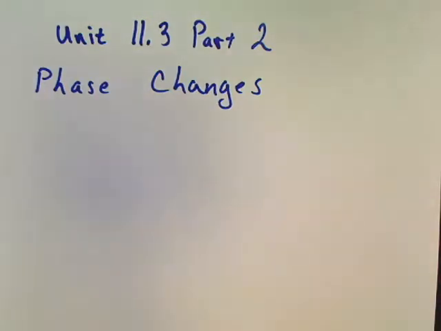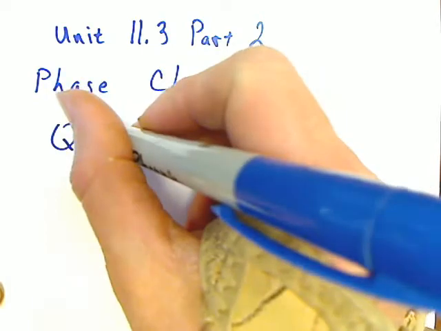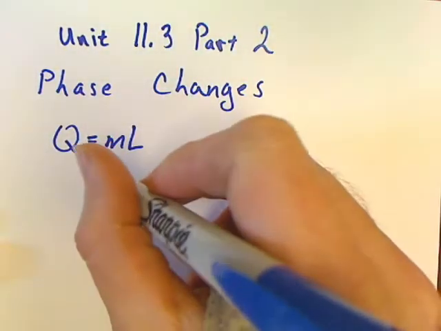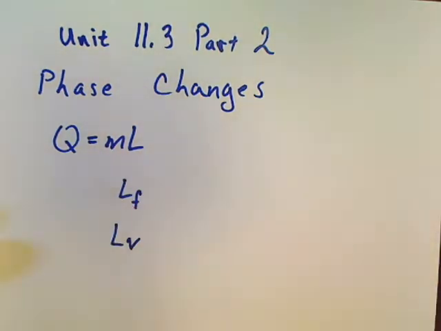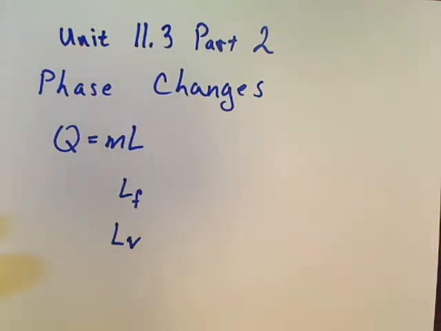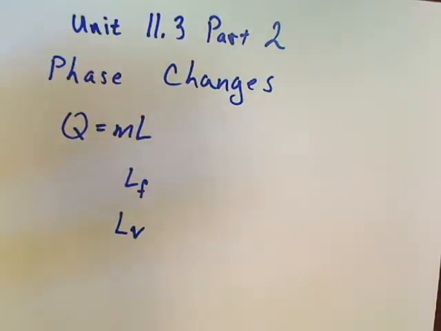Hey, last video we got into a little bit about what a phase change is. A phase change, again, is really nothing but when something turns from a solid to a liquid to a gas. And we introduced you to a new equation, Q equals ML, where L can either be an LF or an LV. Now, this is where people sometimes get confused. I teach it where this LF and LV can be either a positive or a negative.